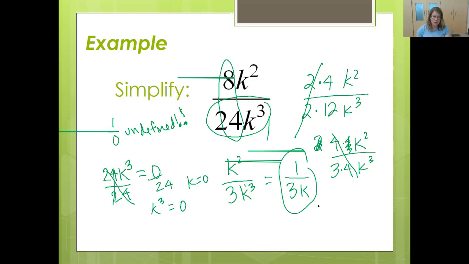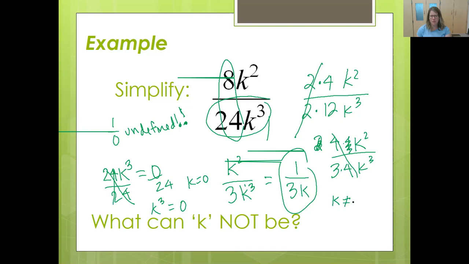So the simplified version of this is 1 over 3k. But then you're also going to be asked to say what k cannot be. In this case, k does not equal 0. So on these, there are going to be 2 parts to your answer. One is the simplified version of the rational expression, and the second is what k cannot be equal to. What would make my denominator equal 0 so that it would become undefined? And then we need to exclude that value.